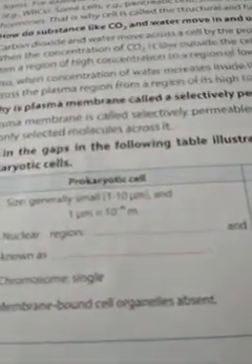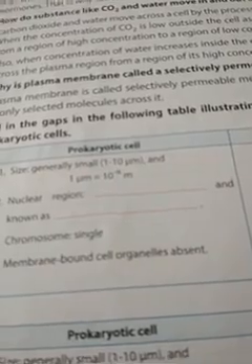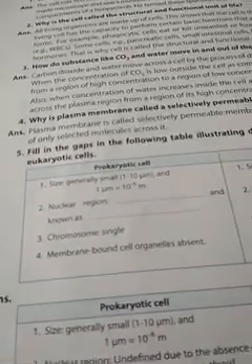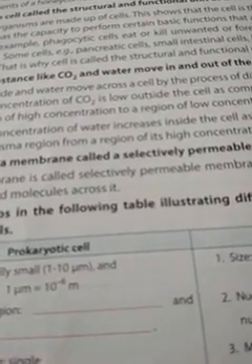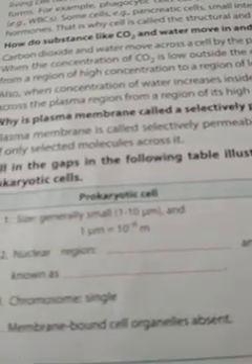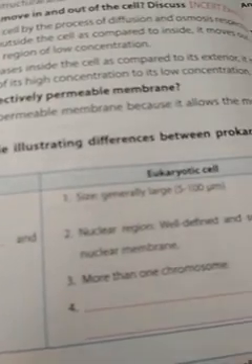Dear students, as we have completed several types of questions in the first chapter, that is Cell, the fundamental unit of life, and further, if you see other questions like in the solved corner, the solved corner facilitates some important questions. The question is filling the blanks in the gap of the following table, illustrating the difference between the prokaryotic and eukaryotic cells. So let us see.